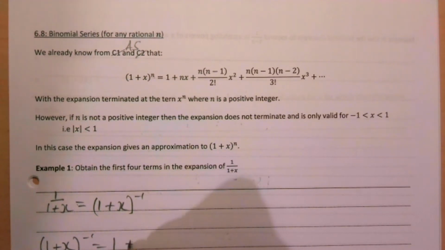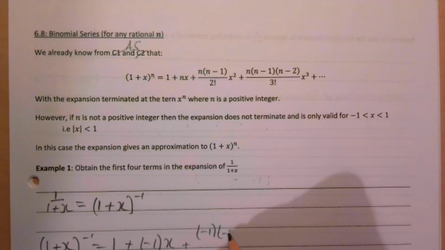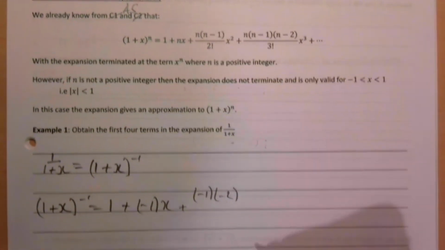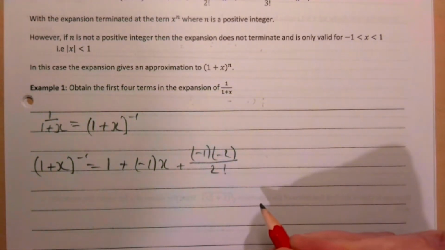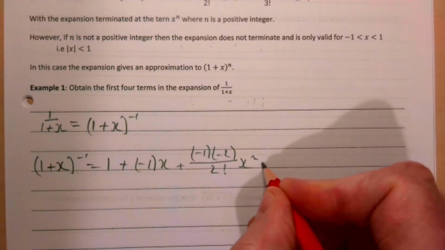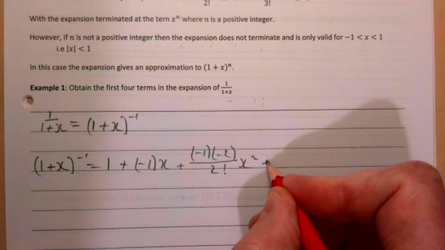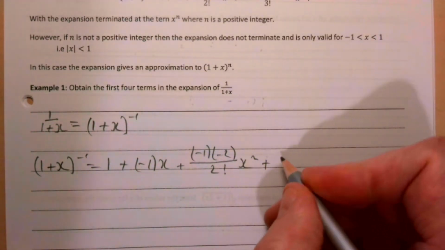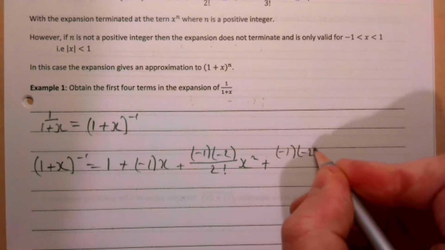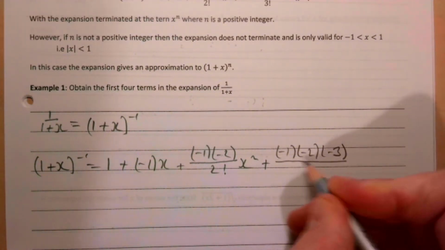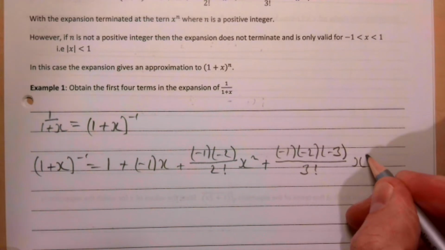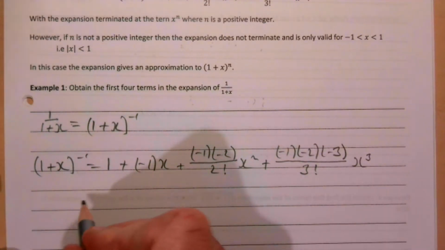So let's go for 1 plus x to the -1 equals 1 plus -1 x plus -1 times -2 over 2 factorial x squared, plus -1 times -2 times -3 over 3 factorial x cubed.